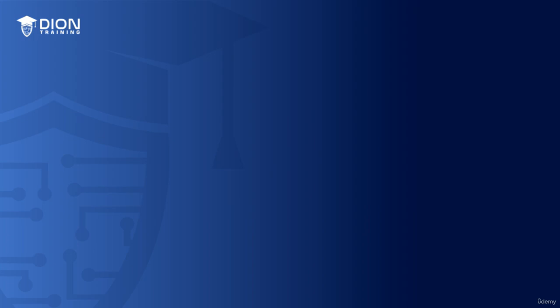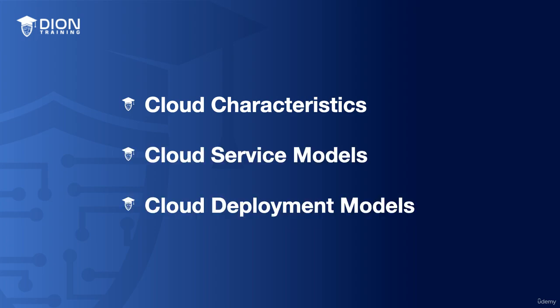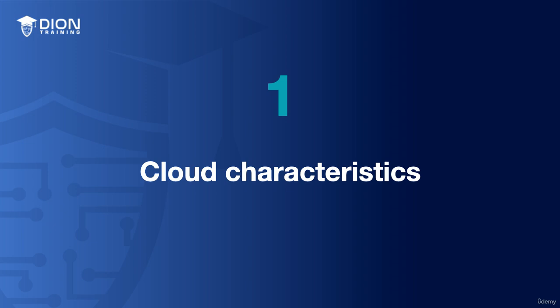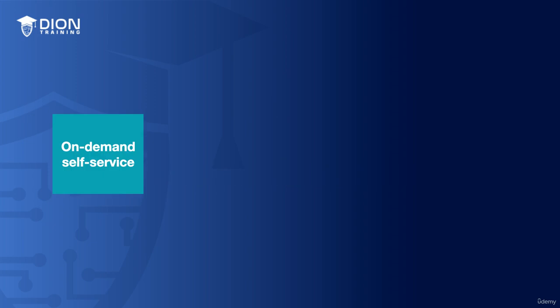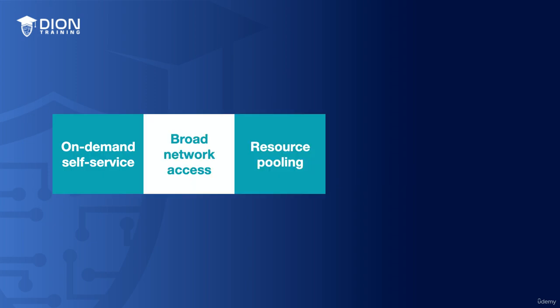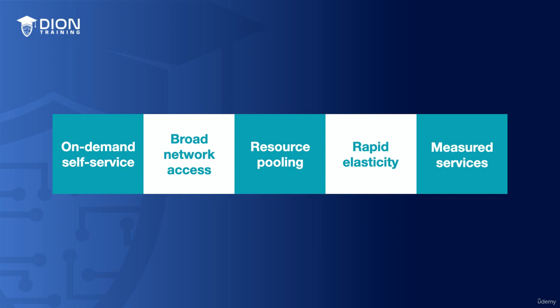As we delve into the realm of technical operations in the cloud, it is crucial to begin by examining the relationship between technical operations and cloud characteristics, service models, and deployment models. Starting out with cloud characteristics, we have on-demand self-service, broad network access, resource pooling, rapid elasticity, and measured services.